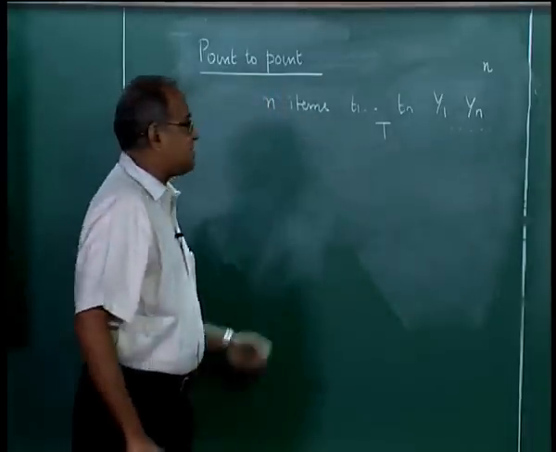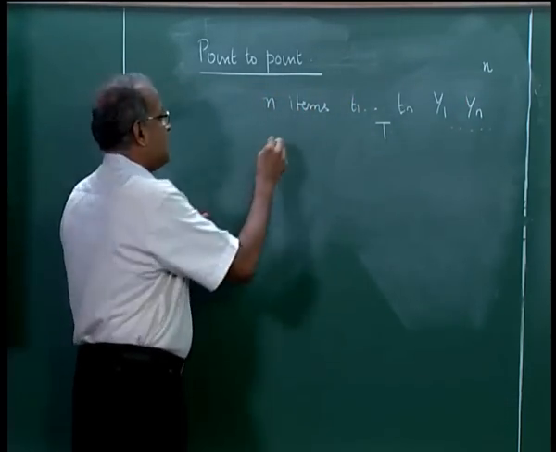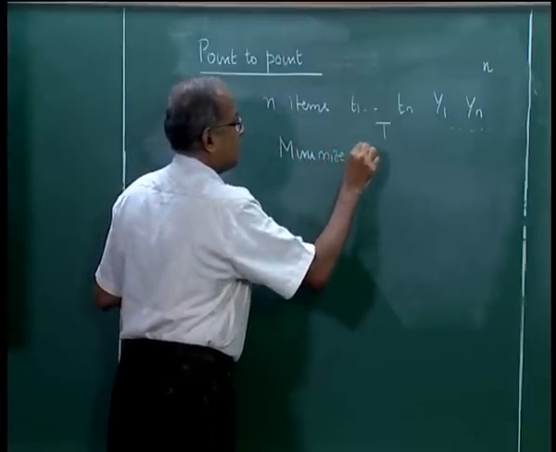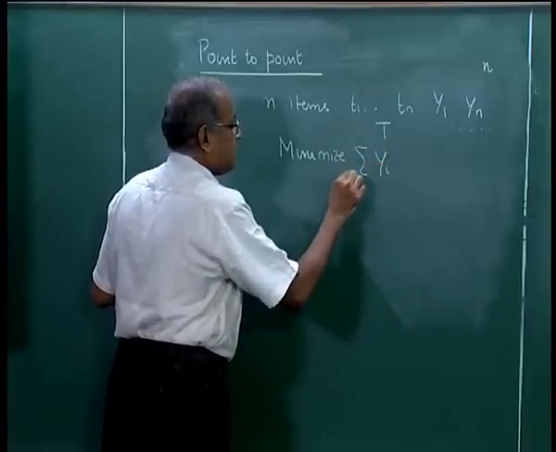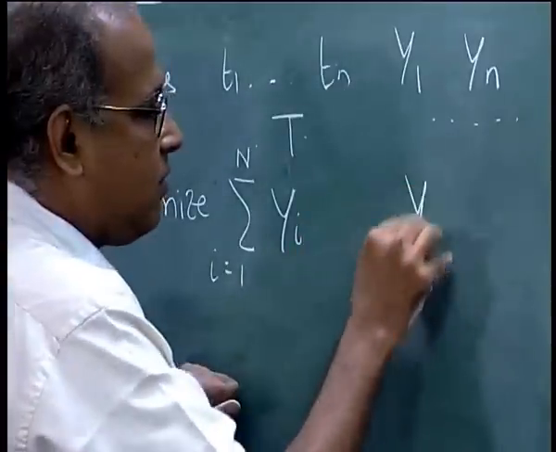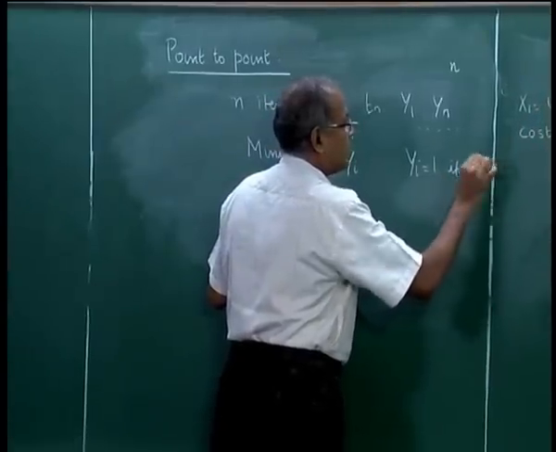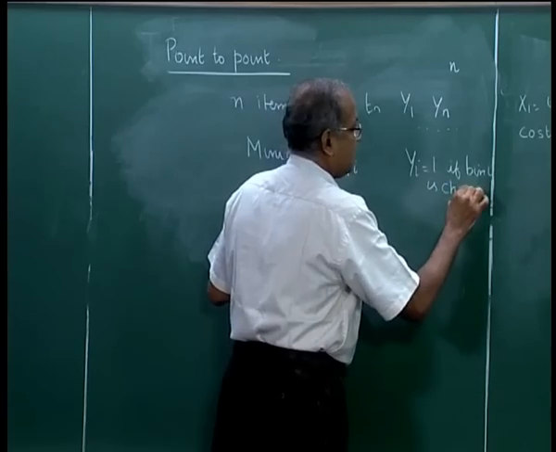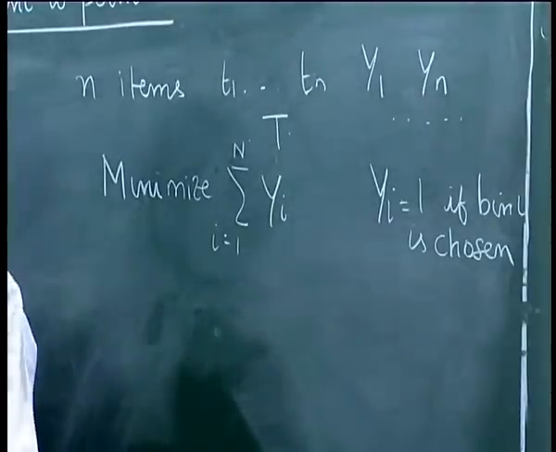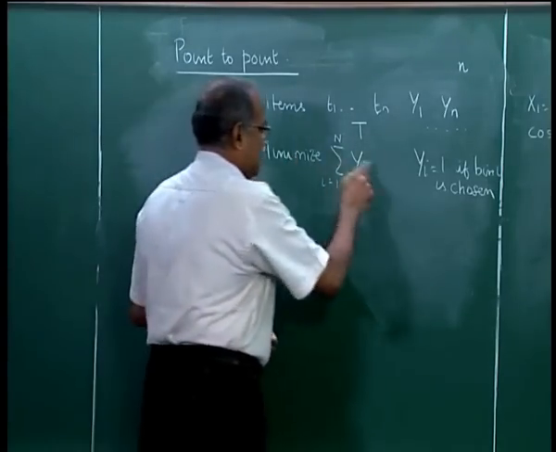So, what we do is, we would assume right now that we have n bins, and then try to minimize the number of bins. So, we would say minimize sigma yi, i equal to 1 to n, where yi equal to 1 if bin i is chosen. So, by minimizing the sum of yi, I essentially try and minimize the number of bins that I choose. So, the objective function would be this.